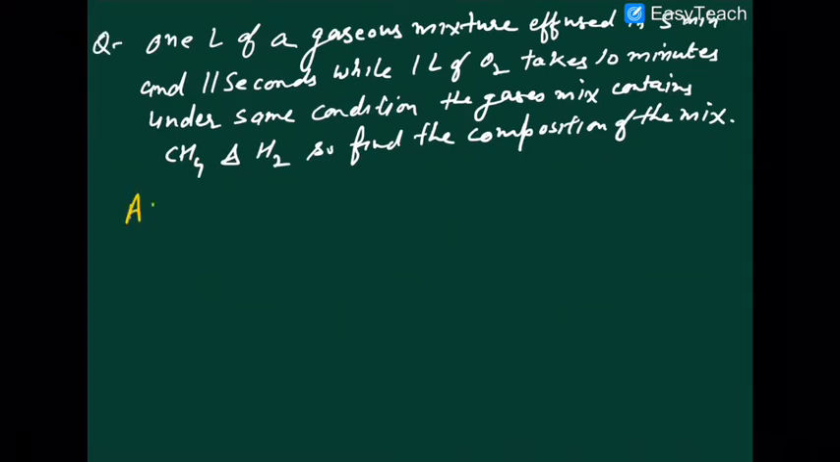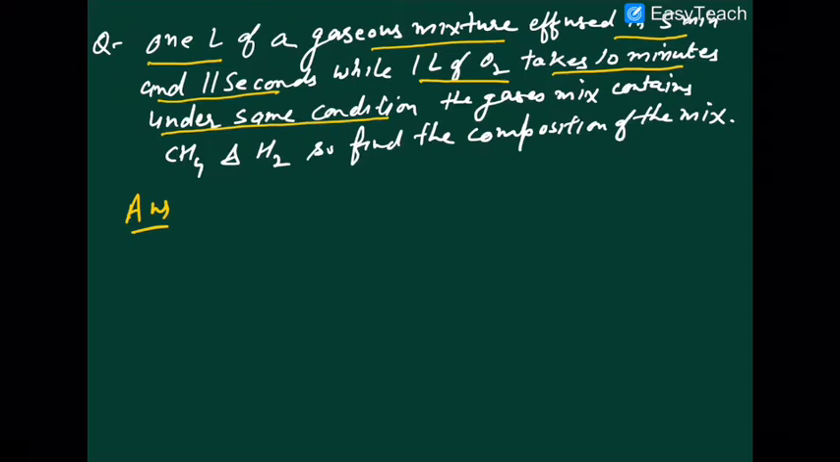Now look at the second question. In the second question it is given that 1 liter of a gaseous mixture diffuses out in 5 minutes and 11 seconds, while 1 liter of pure oxygen takes 10 minutes to diffuse out under similar conditions. If the gas mixture contains methane and hydrogen, what is the composition of the mixture? That is what you have to find out.